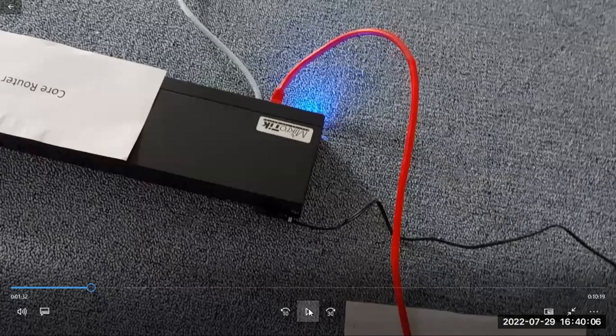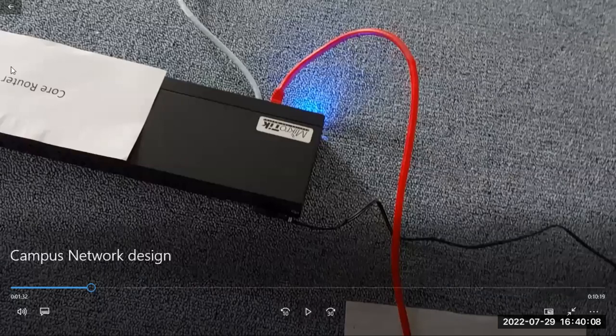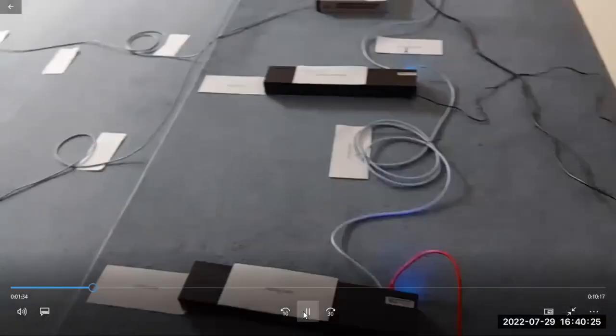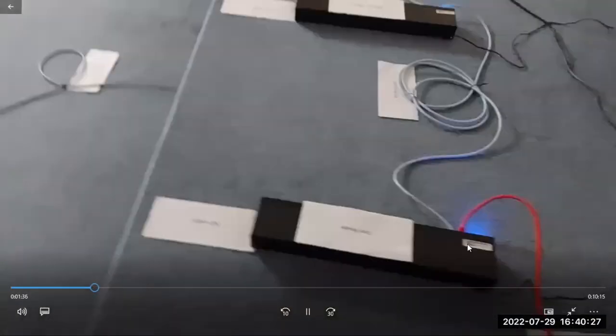So you can see the first device is the core router, right? This is the core router. Please see the video carefully, and we will also use this setup in our workshop. Okay. So you can see here the core router and the red cable. The red cable is providing the ISP connection. Okay. Now see what the router contains.